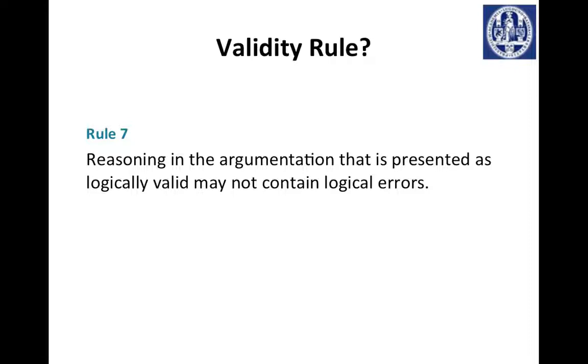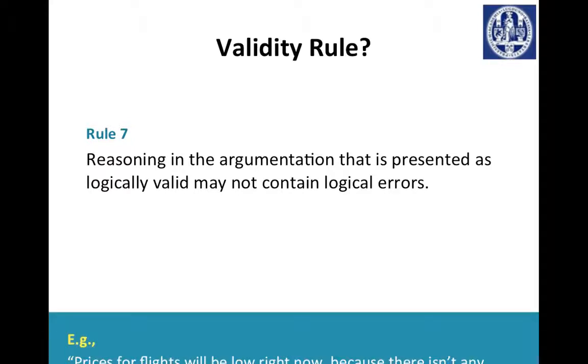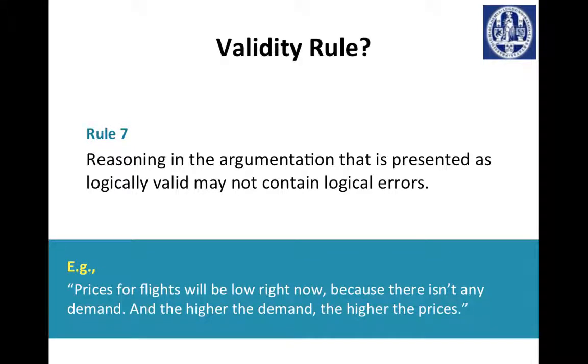So it's all about the form of the reasoning. That should be waterproof, it should be really tight, it should be logical. Now it goes wrong in examples like this one. Here we have a standpoint, it's the first part, namely prices for flights will be low right now. And then we have an argument, or you could call it a premise, as I said. So there's premise 1, there isn't any demand, and premise 2, the higher the demand, the higher the prices.